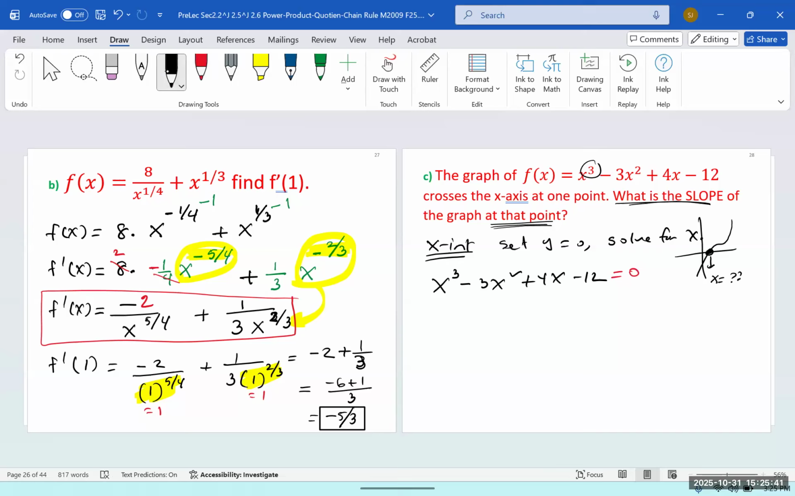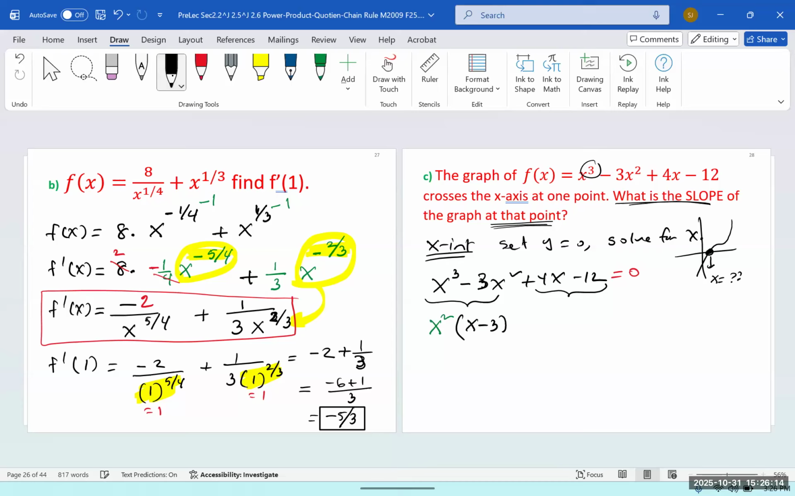The question is, how do you solve for x? Factoring, good. How are you going to factor? Which method? Grouping, good. Since you have 4 terms, we have only one method, grouping. So what do you see in common in the first group? X squared. If you factor it out, what remains?